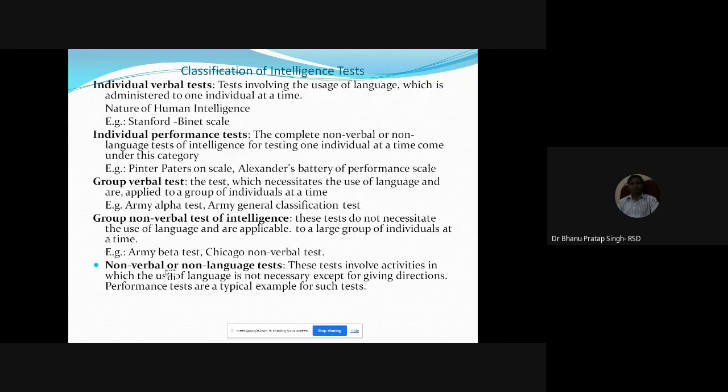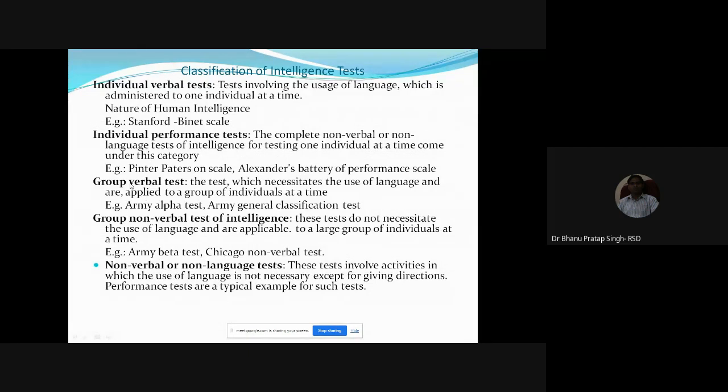Next, there are individual verbal tests and individual performance tests. You know, the best example of an individual verbal test is the Binet Stanford scale of intelligence. If we see the individual performance tests, then the Pintner-Paterson scale is there, and Alexander Battery of performance scale is there. There are two scales available on individual performance tests.